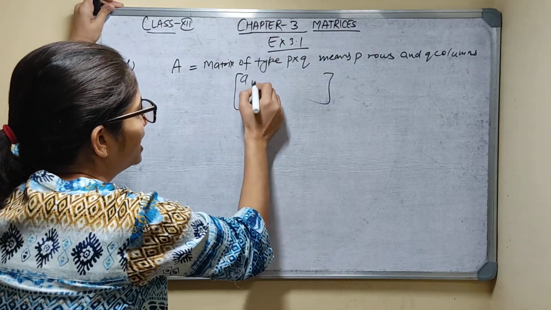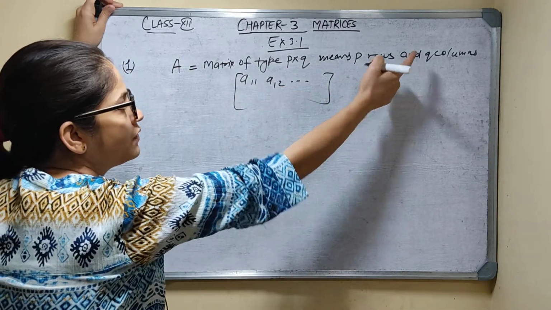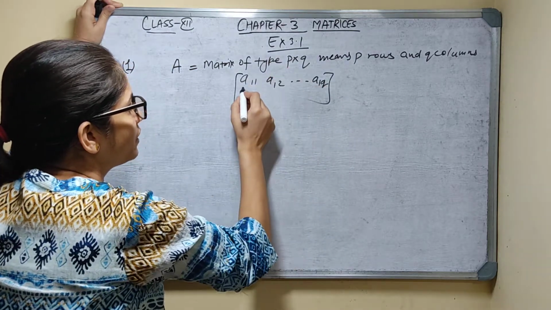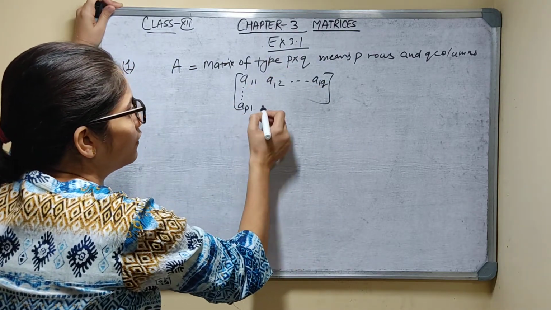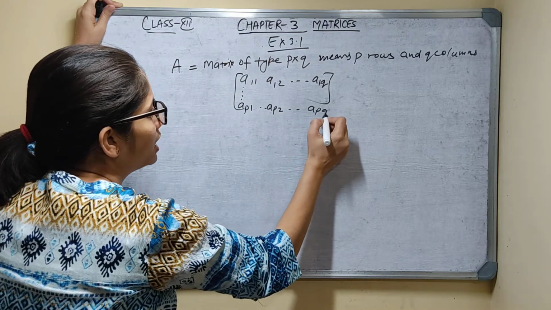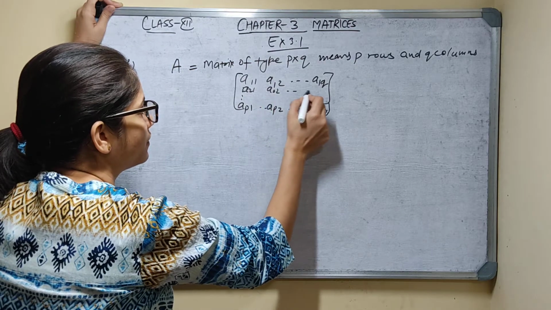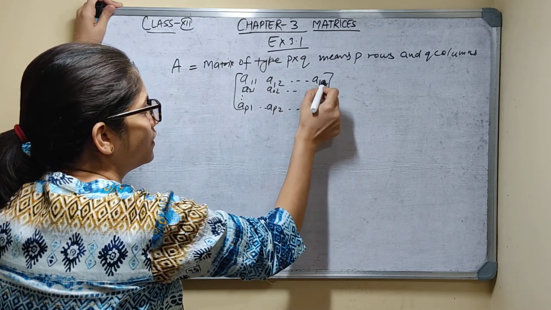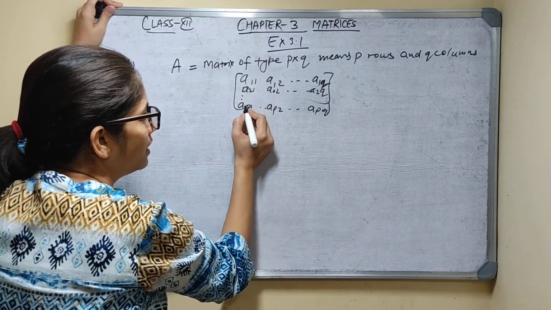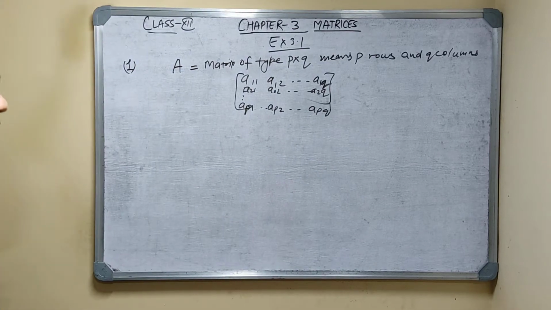I am writing here A11, A12 and so on up to A1. How many columns? Q columns. So A1Q. How many rows? P. So AP1, AP2 and then APQ. Like this again, A21, A22 and then A2Q. Total rows how many? P rows. Total columns how many? Q columns. So like this I can write.